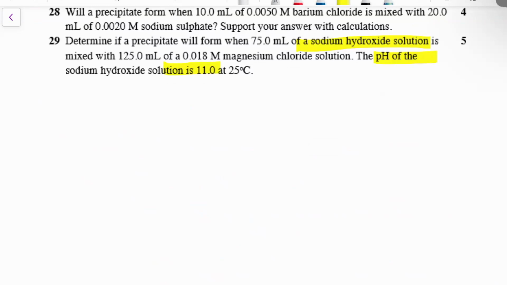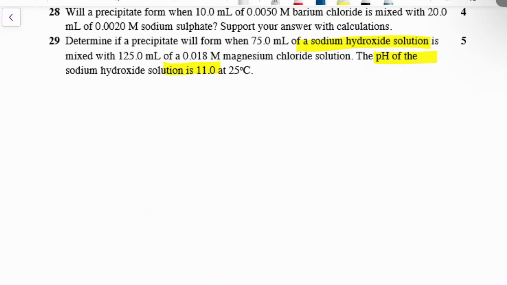You know from module 6 that if you have the pH of an acid or a base, then you can go back to find its concentration. So this is just an additional step. Yeah, and then we follow the rest of the steps the same way that we did with 28.